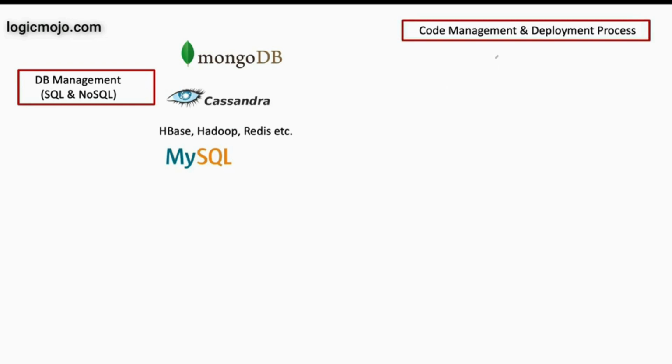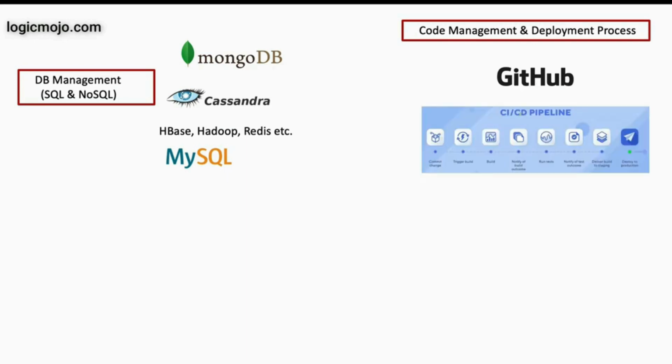And now we have code management and the deployment process. For the code management part, almost 100% of the industry is using GitHub. GitHub is very widely used, and it is very easy to understand as well. And now we have the CI/CD pipeline.